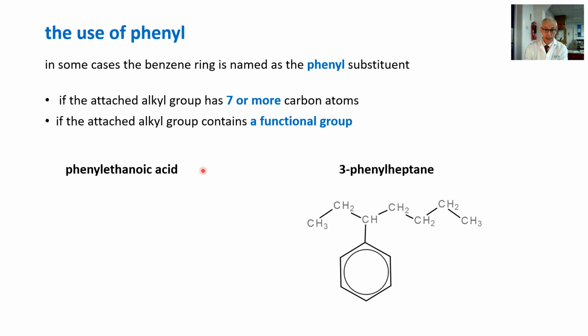Okay, so here is phenylethanoic acid. So we've got ethanoic acid, but instead of 3 hydrogens on the first carbon, as I've drawn it, we have 2. One of the hydrogens has been substituted for by a benzene ring. So as the attached alkyl group has a functional group, a carboxylic acid group, that is named as phenylethanoic acid.